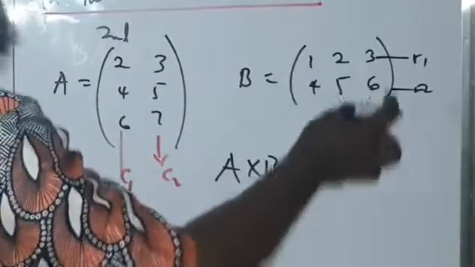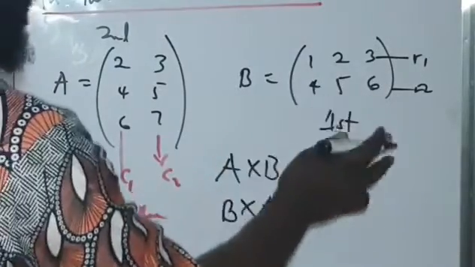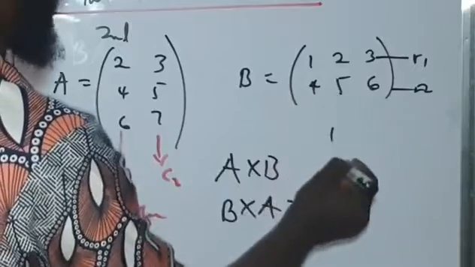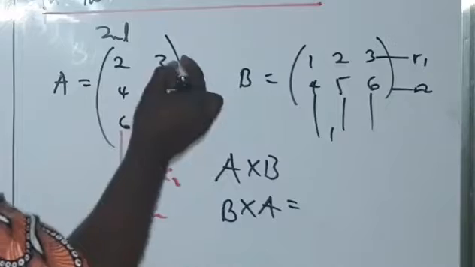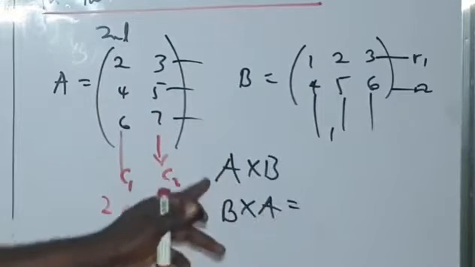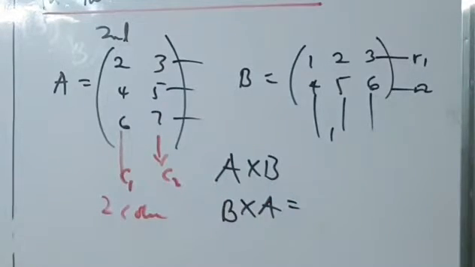How many columns does this one have? It has 3 columns: 1, 2, 3. How many rows has this one? 1, 2, 3. So which means A times B will also be B times A. This is correct.